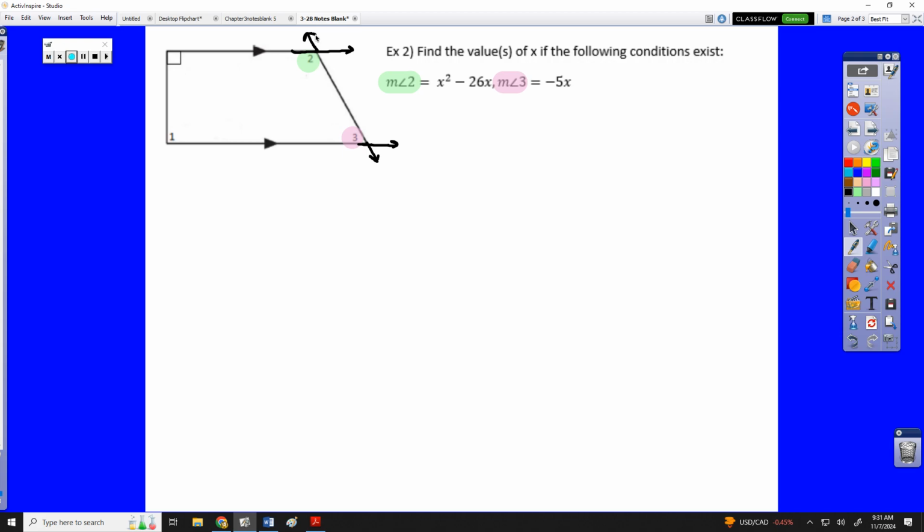Angles 2 and 3 are once again consecutive interior angles, which means by the consecutive interior angle theorem, we know that angles 2 and 3 must be supplementary. So the theorem allows us to set up the equation that the measure of angle 2 plus the measure of angle 3 is equal to 180 degrees.